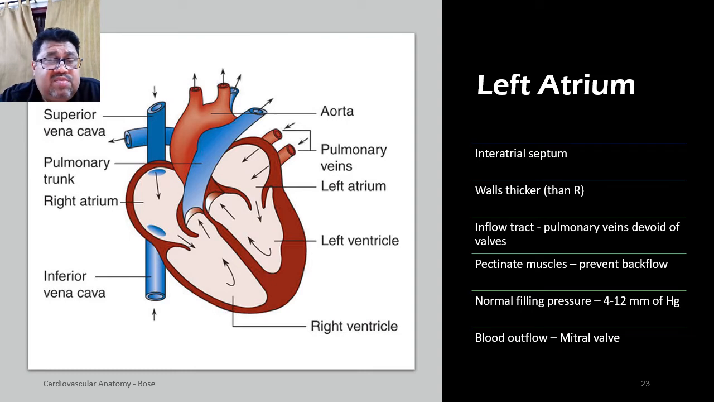The left atrium is divided from the right atrium by an interatrial septum. It has a relatively thicker wall compared with the right atrium, so that it can adapt to higher pressures of blood entering the chamber from the lungs.